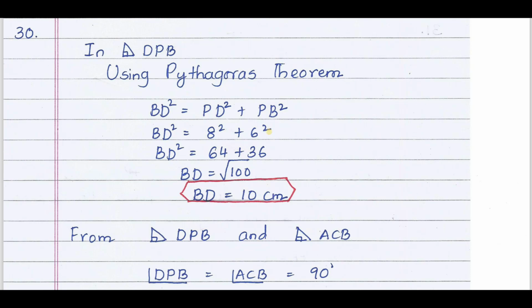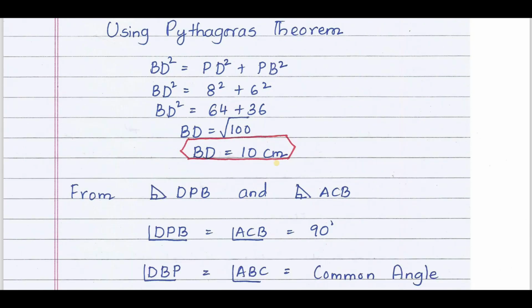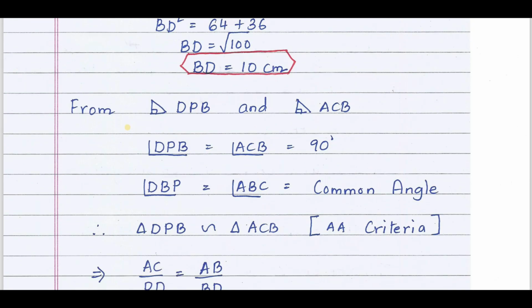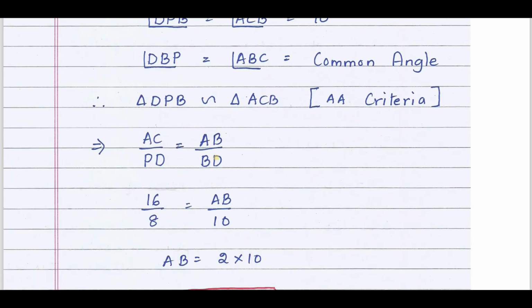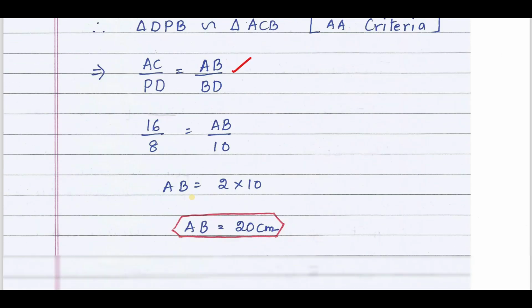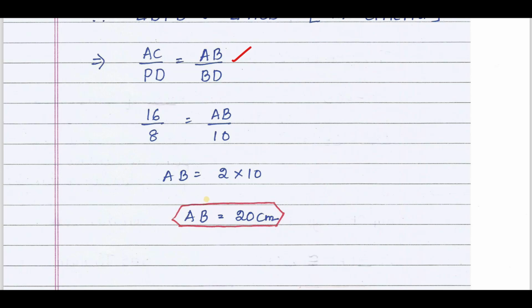38th question, many of the students have been confused. Here you should apply Pythagoras theorem to triangle DPB or BPD. What will we get? BD as 10 centimeters, right? Now you should use the concept of similarity criteria. After proving that triangle DPB is similar to triangle ACB, if you apply the ratio, if two triangles are similar, then the corresponding sides will be in the same proportion. Using that concept, you should find out the length AB.